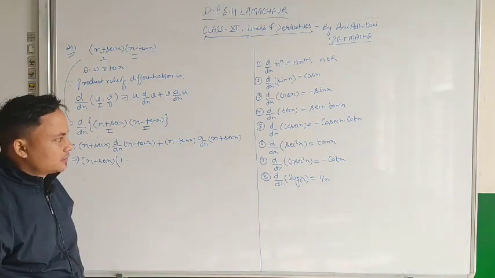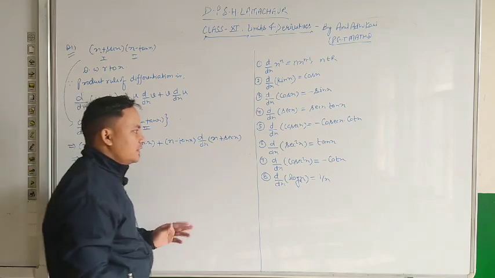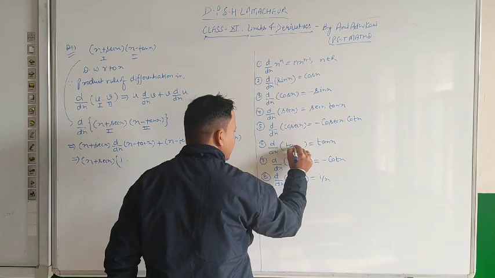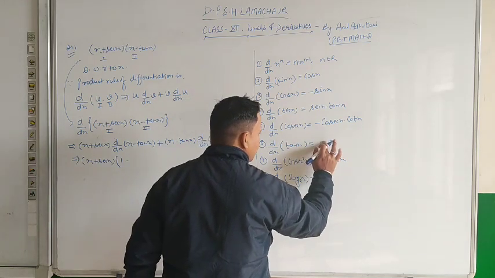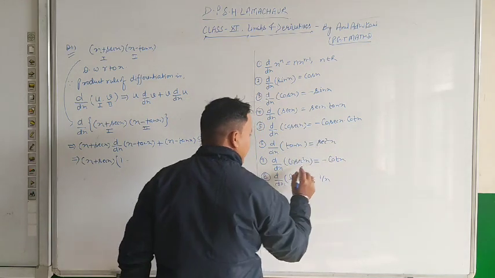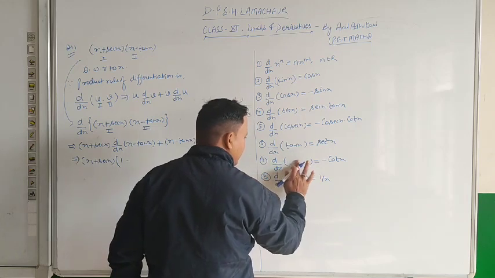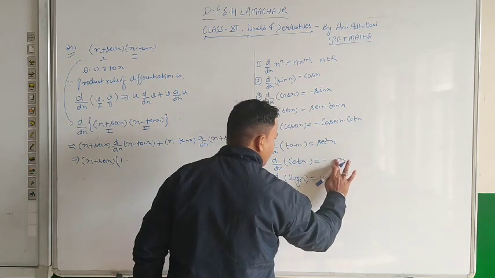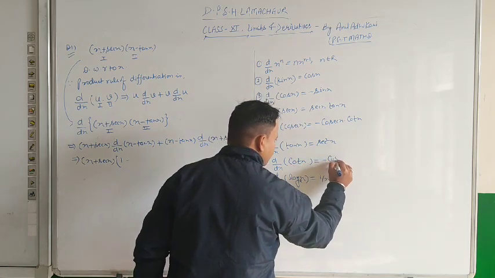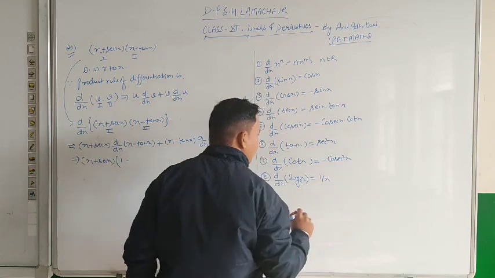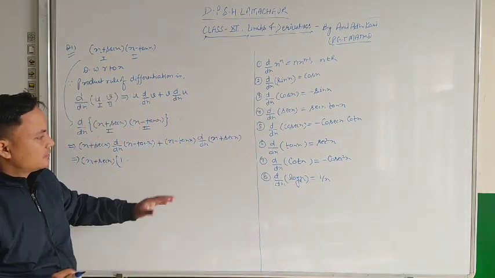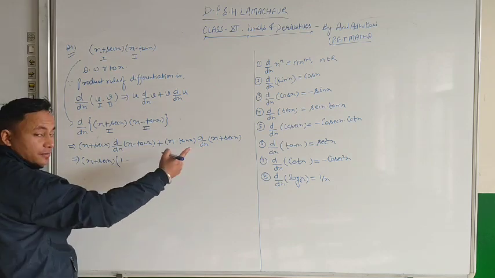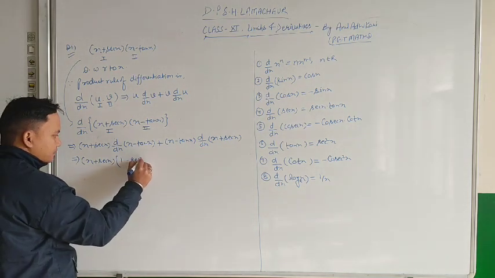The derivative of tan x is sec square x. Okay, I had written integration by mistake. The derivative of tan x is sec square x, and the derivative of cot x is minus cosec square x. This thing you must keep in your mind. So the derivative of tan x is sec square x.